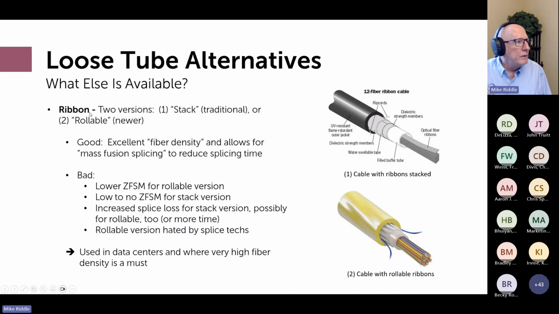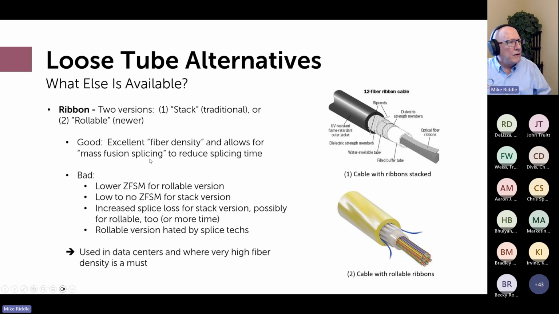Next up is what's available is ribbon cables. There are 2 versions. The original ribbon cables had stacks of fiber ribbon. So you made a fiber ribbon, you glued, say, 12 fibers together, and then you stacked these 12 fiber groups. So this is a cable with ribbon stack. What's newer is to glue the fibers together, but not 100% like you see here, but at points. And then that makes them rollable.